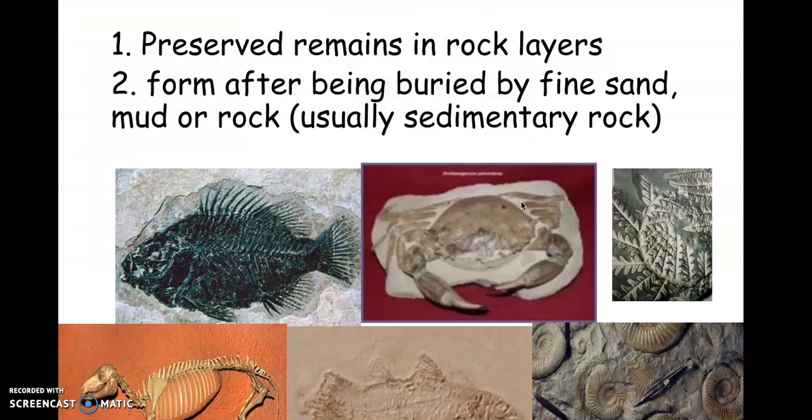Okay, here are some fossils that we may have found, or that we have found. You got bone fossils. Sometimes you have imprints. A lot of these are just imprints. We'll go over these. If they're just imprints, they're called traces. If they're actual bones, they're called physical fossils. Fossils are formed after being buried by fine sand, mud, or rock. Usually this is sedimentary rock.